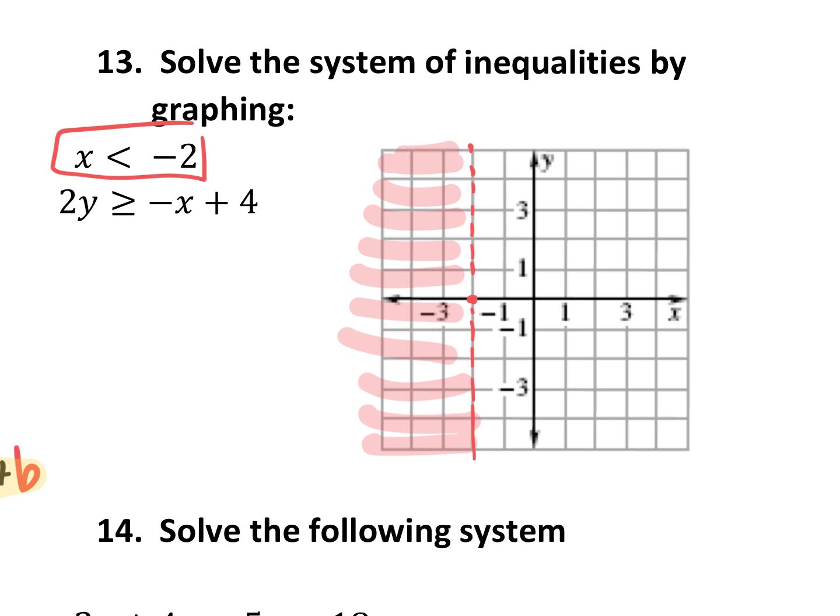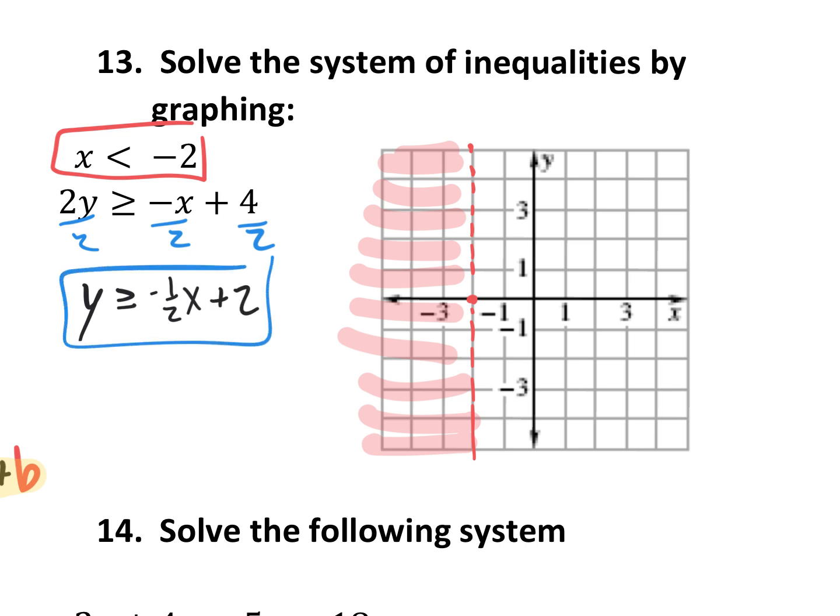So the other one, I'm going to graph in blue, but before graphing, of course, I need to get it in y equals mx plus b. So I'm going to divide by 2, divide by 2, divide by 2, and I'll have y is greater than or equal to, that's a -1 over 2x plus 2. So I want to graph this guy in blue.